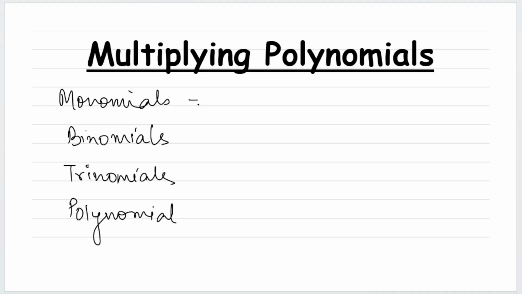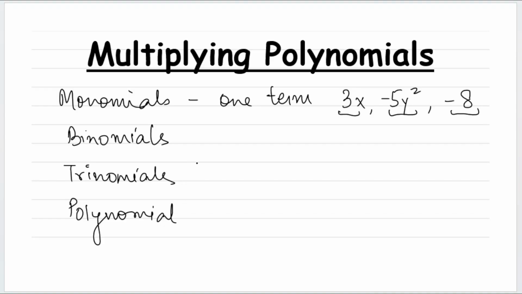Monomial means an expression or a polynomial with one term, just one term. So, for example, 3x, negative 5y square, or even a constant like negative 8. They're all single terms. So these all are the monomials.